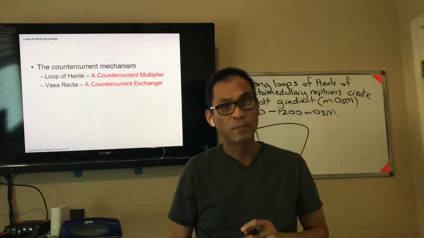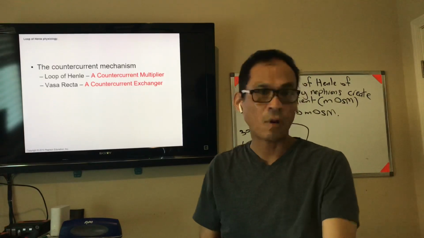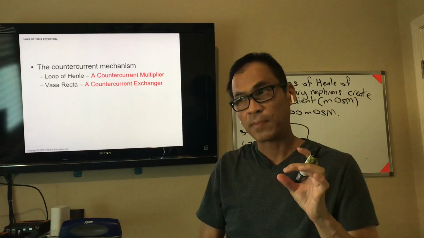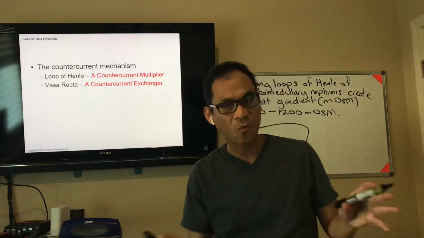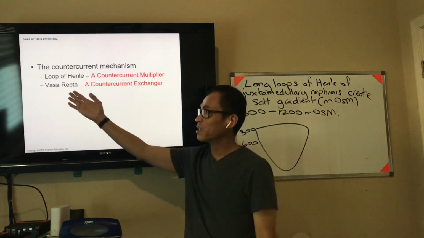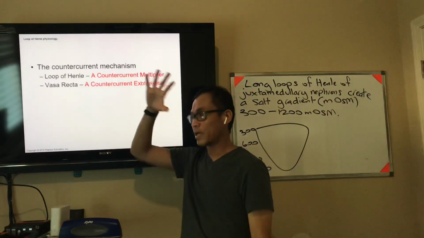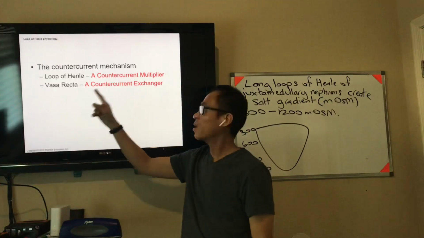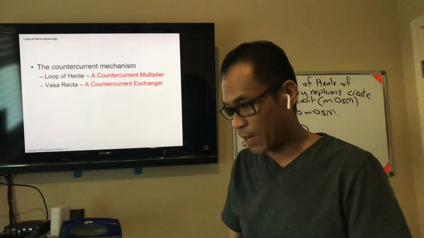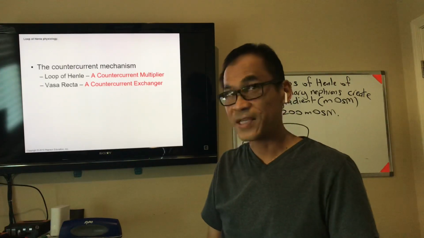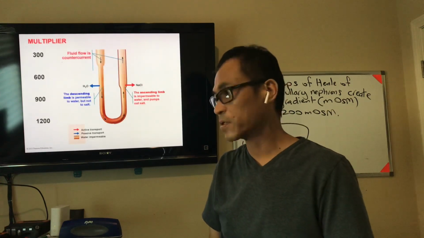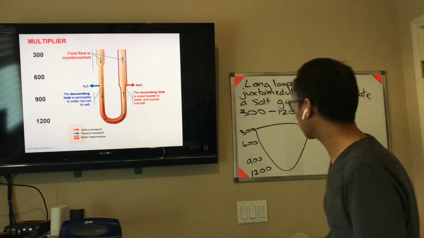But then we always have to talk about the vasa recta, which is the blood supply to this region, because by now you know why you need blood supply to every part of the body. You want to be able to supply blood to this area without washing away your salt gradient, because the saltiness of blood is about 300. You don't want to stick it through a salty environment and have it wash away salt. So there's a countercurrent exchanger mechanism we teach along with it, so you understand how this gradient is protected and not disturbed by the vasa recta. Let's first talk about the loop of Henle, the multiplier mechanism.